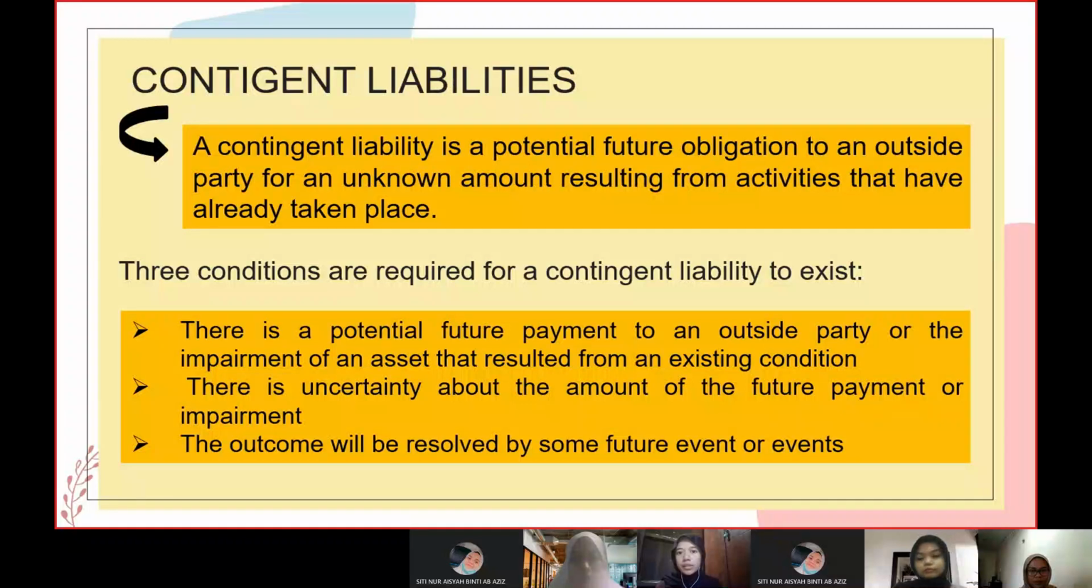In contingent liabilities, there are 3 conditions required. First, a potential future payment to an outside party or the impairment of assets. Second is uncertainty about the amount of the future payment or impairment. The last is that the outcome will be resolved by some future event or events. These are the 3 conditions that exist in contingent liabilities.